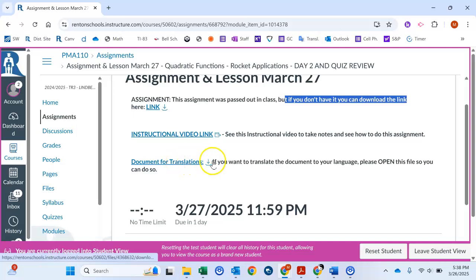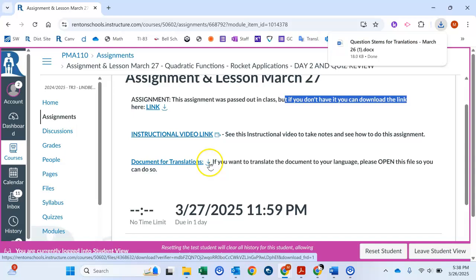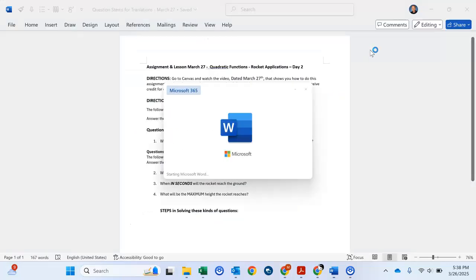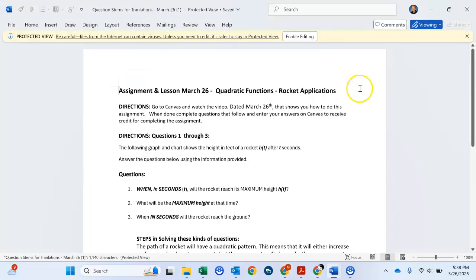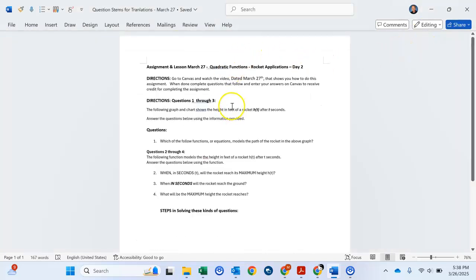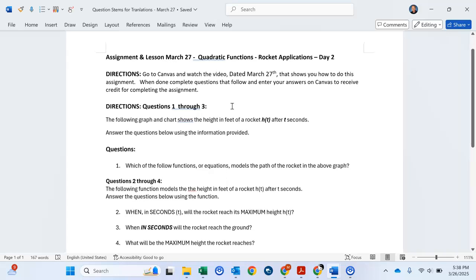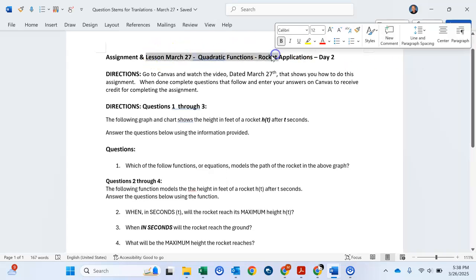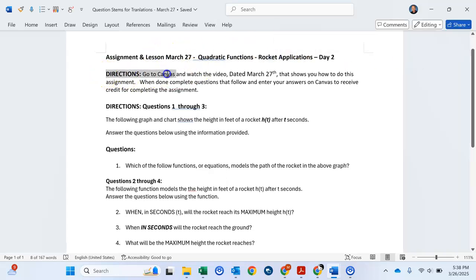And then here's a document for translations that you can open. You click on it like this, on the arrow, click on this, and let's see, that's not the right one. It's this one right here. You can see this one right here, okay? And then you can translate different parts of it. So the first thing is, hopefully you read this and translate it into your language.